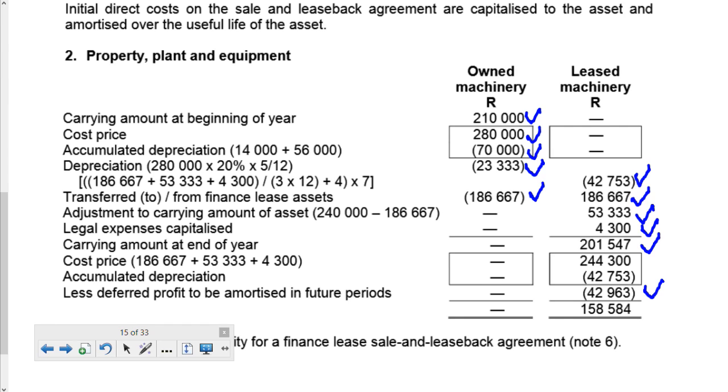You have two options with this deferred profit. You can either remove it here so that your asset stays small, or you can show it as a liability, as deferred income. Both methods are, I think, acceptable. They used to show it separately, and now they've changed it to show it together. So I think for your purposes, learn it like this. Less deferred profit to be shown in future periods, giving you that balance that it's in the books at.